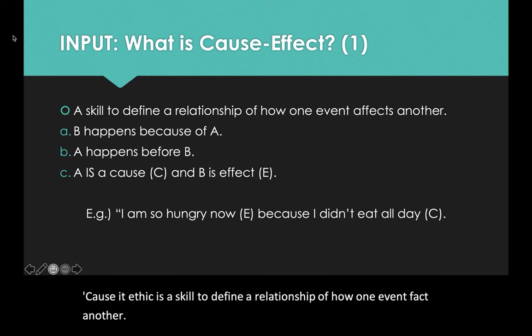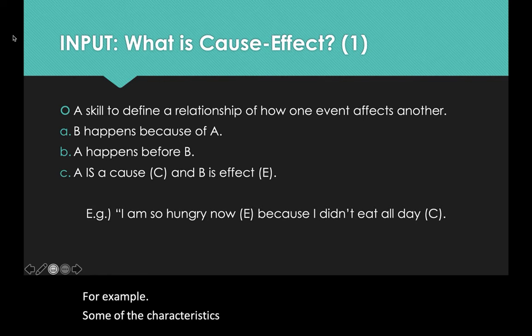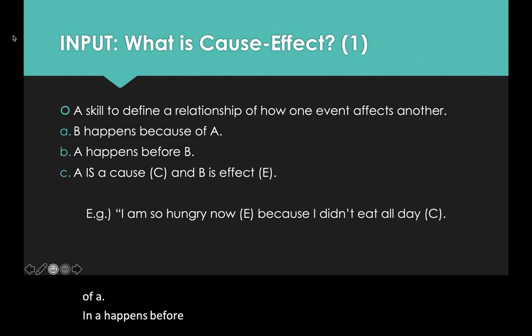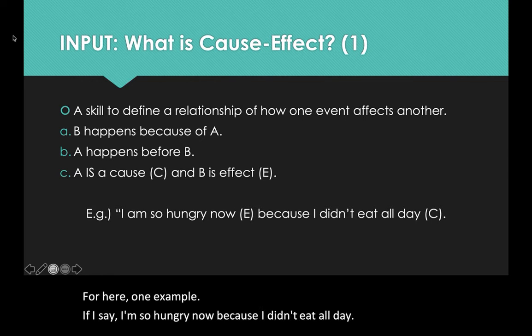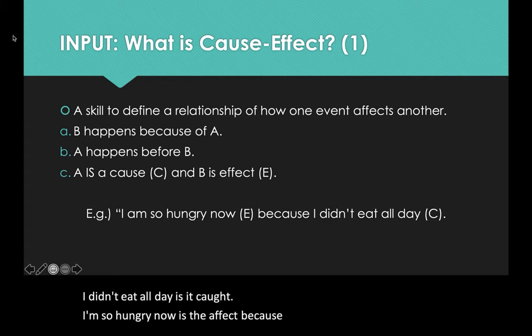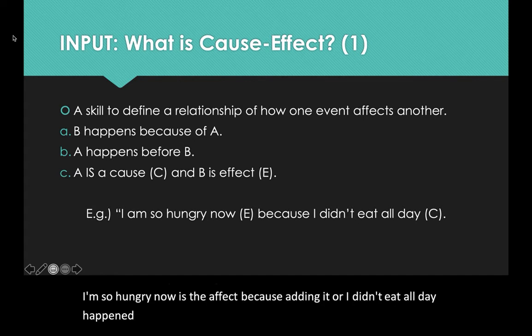For example, some of the characteristics of cause and effect. First, B happens because of A, and A happens before B. So here, A is a cause and B is an effect. Here's one example: if I say, I'm so hungry now because I didn't eat all day, I can tell that I didn't eat all day is the cause and I'm so hungry now is the effect, because I didn't eat all day happened before I feel hungry now.